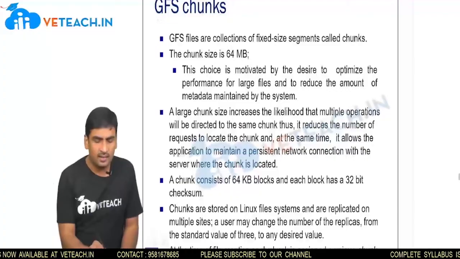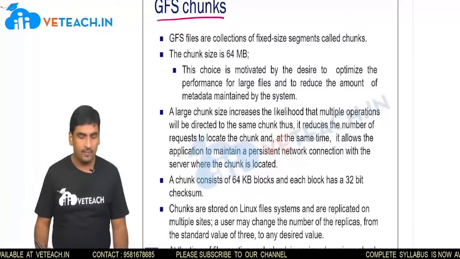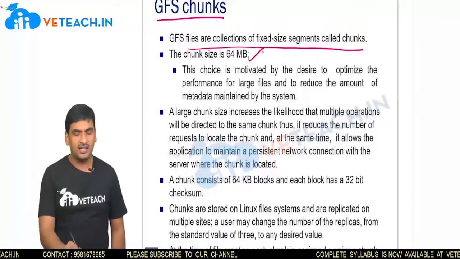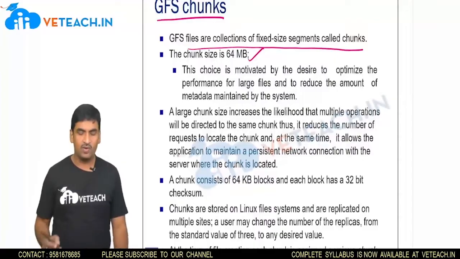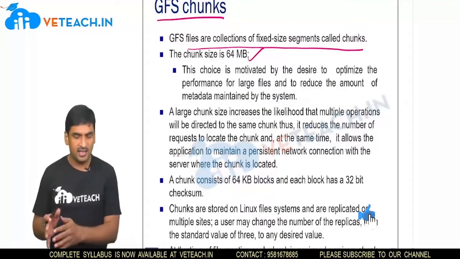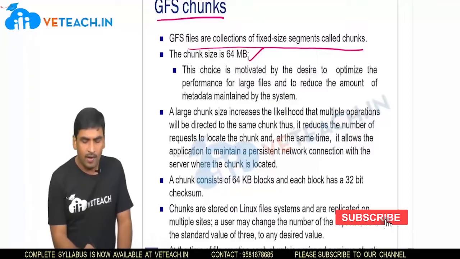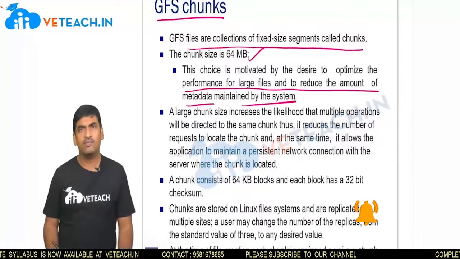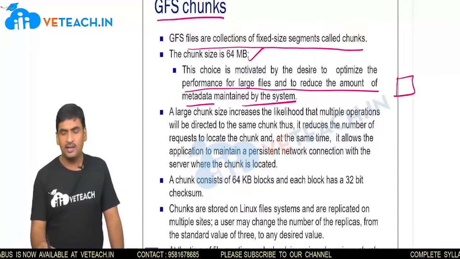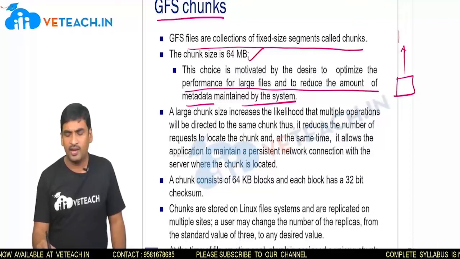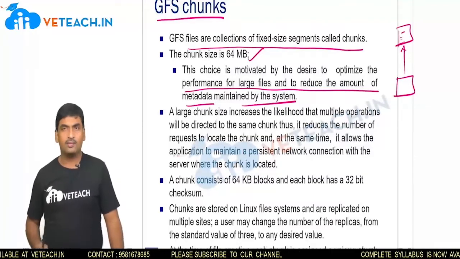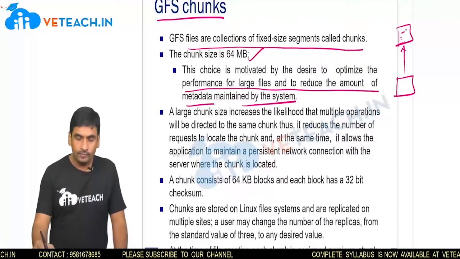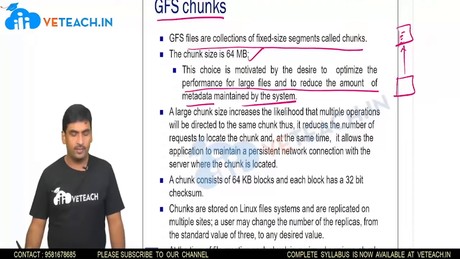What are these GFS chunks? Files are composed of fixed-size segments called chunks, where each chunk size is 64 MB. The motivation here is performance for large file systems and reducing the amount of metadata maintained by the system. When we have fixed file size chunks, the data related to each chunk can be maintained as metadata, so the overhead could be reduced.